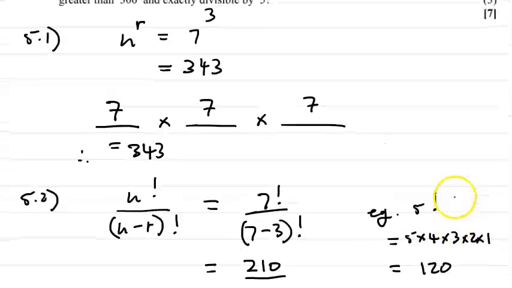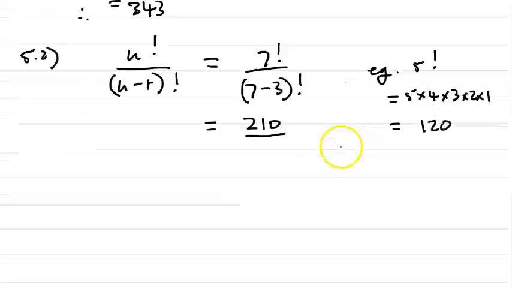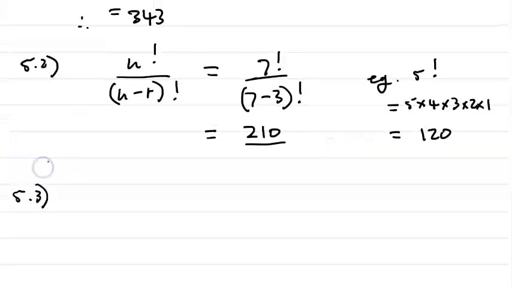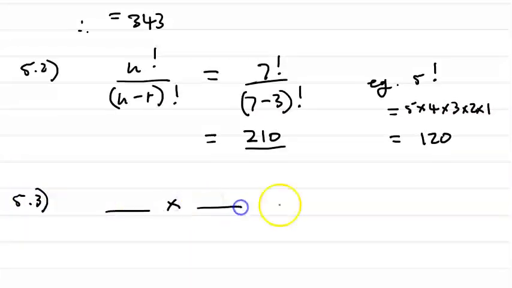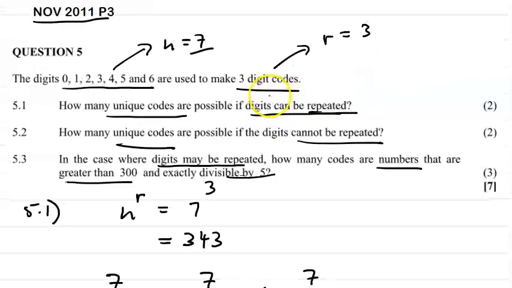Alright, so let's look at 5.3. In the case where digits may be repeated, how many codes are numbers that are greater than 300 and exactly divisible by 5? So for 5.3, we're going to draw our 3 positions, 1, 2, 3. Now they say that digits may be repeated. For numbers greater than 300, the number has to start with either a 3, 4, 5 or a 6.